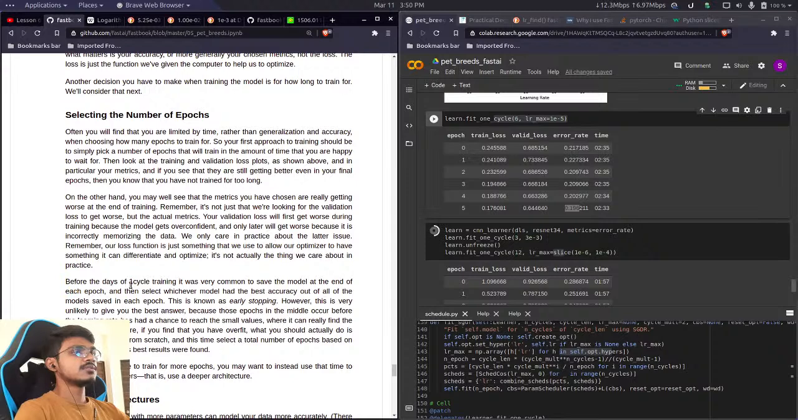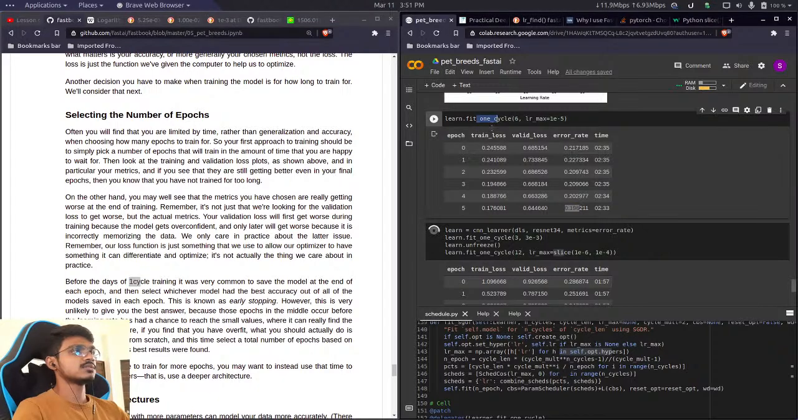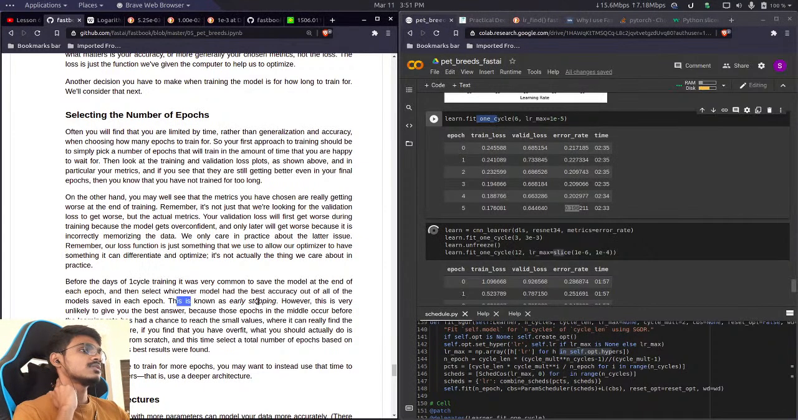Before the days of one cycle training, it was very common to save the model at the end of each epoch and then select whichever model had the best accuracy out of all the models saved in each epoch. Before the days of one cycle, they mean this one cycle. Save the model at the end of each epoch. This is known as early stopping.